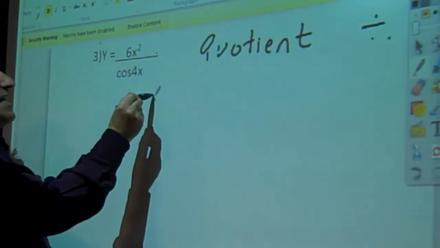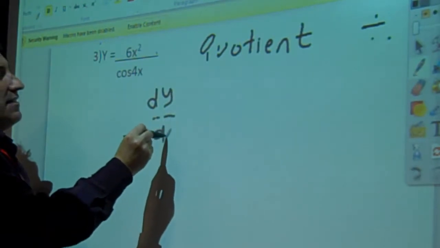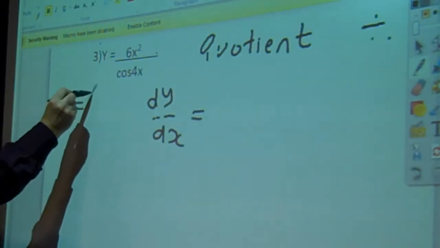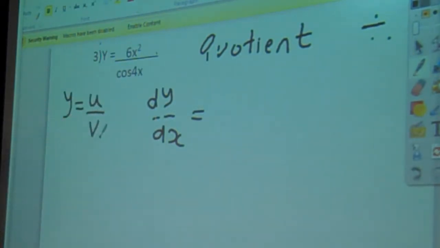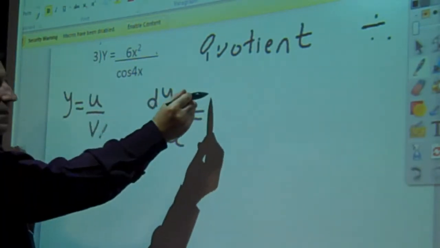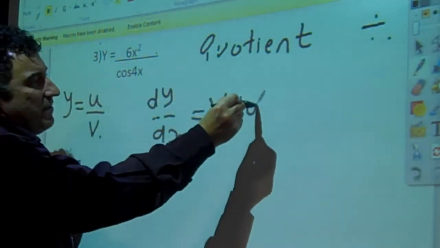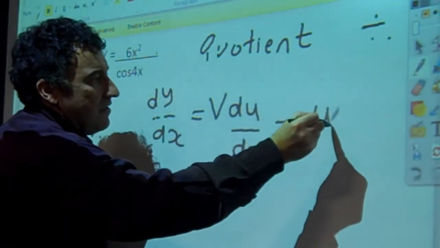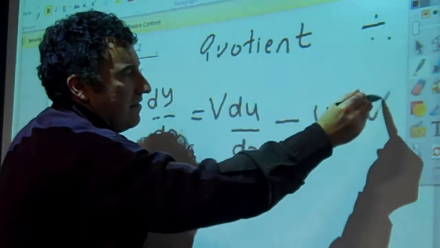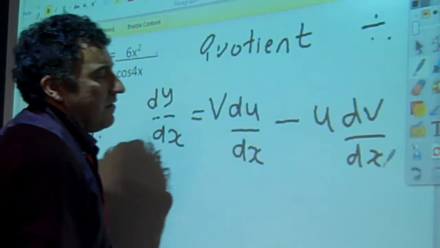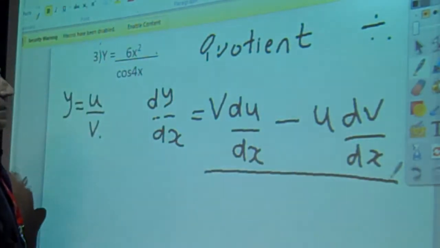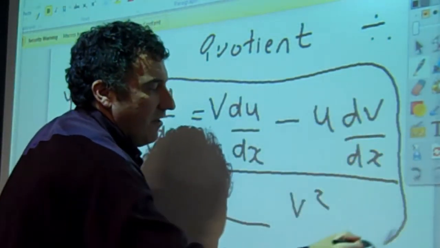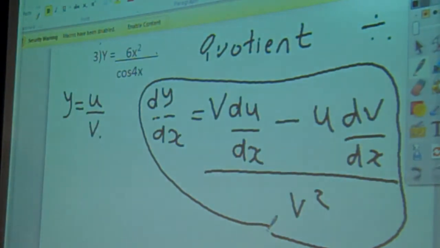Now this equation here, dy by dx, we need to ascertain basically what this is. If you think of the top one being u and the bottom one being v, okay, so we've basically got v du by dx minus u dv by dx, all over v squared. Now this one's a little bit more difficult than the product rule, slightly more difficult, that equation.